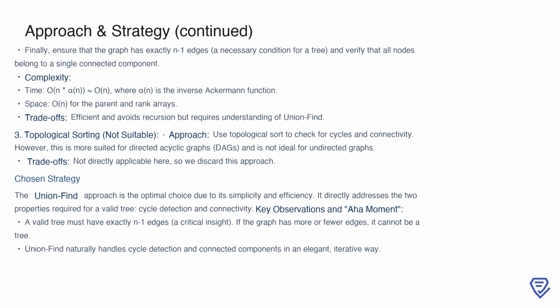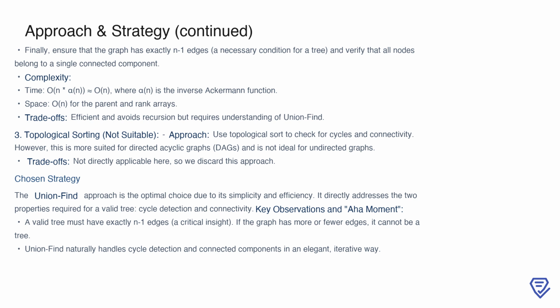This method is efficient, with a time complexity of approximately O(n), where n is the number of nodes, and space complexity of O(n), for storing the parent and rank arrays. The union-find approach avoids recursion and explicit graph traversal, making it an elegant solution. However, it does require understanding the union-find algorithm and its key operations.